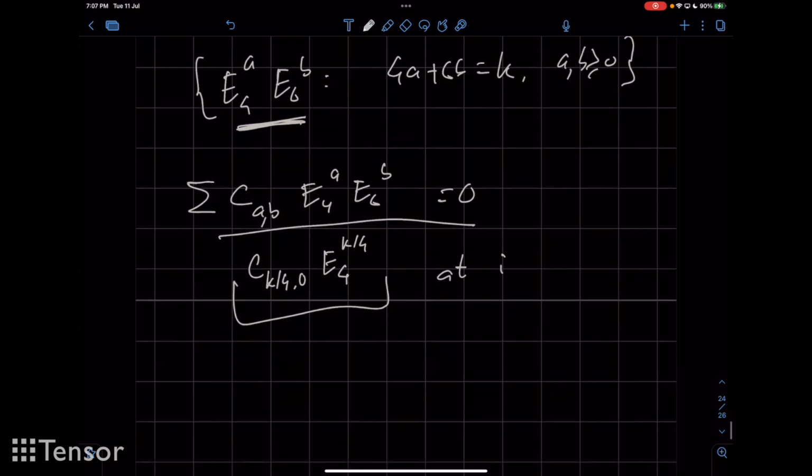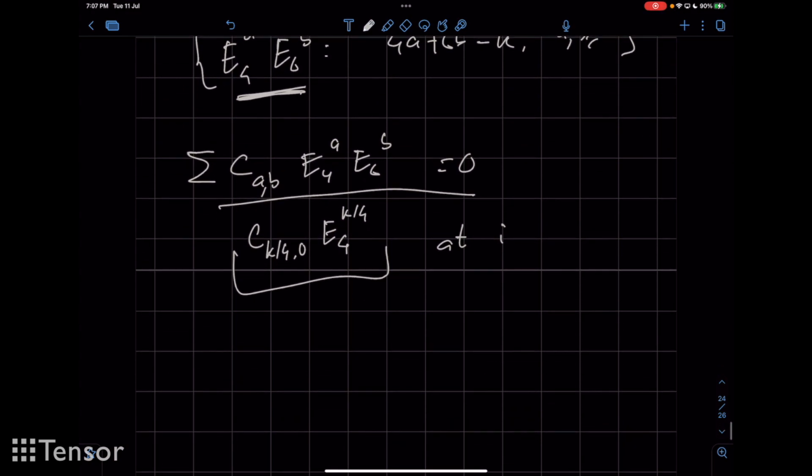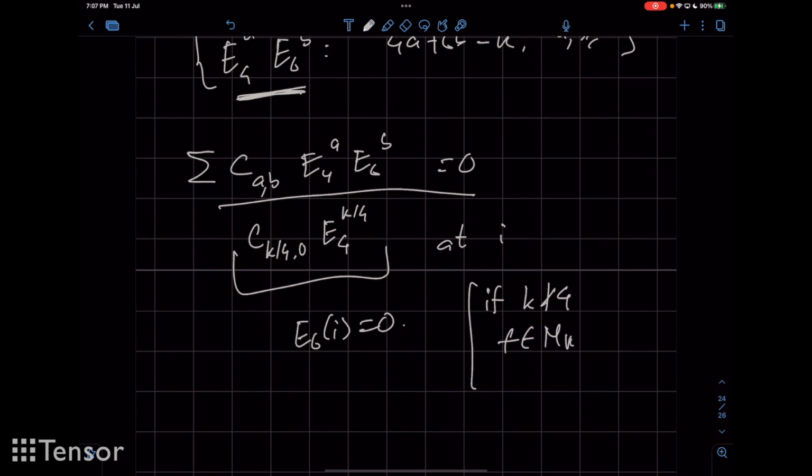What is the idea behind this? The idea is that E6 of i is 0. Well, we did not prove it, but we mentioned that if 4 does not divide k, then if we take an f from M_k, then f of i must be 0. So using this idea. Okay, E6. Yeah, sorry, 4 does not divide k. Thank you.